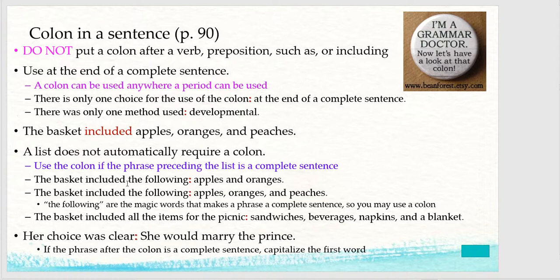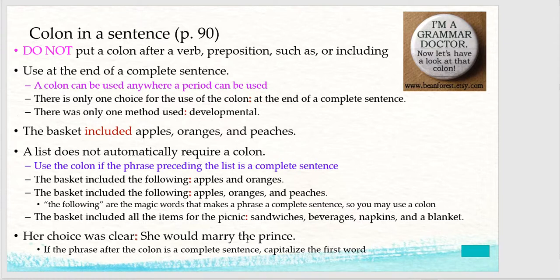Sometimes you need to add these words, the following, so that you end up having a complete sentence. The basket included the following: apples and oranges. Notice how it's not a complete sentence. The basket included the following: apples, oranges, and peaches. Here's another example. The basket included all of the items for the picnic: sandwiches, beverages, napkins, and a blanket.